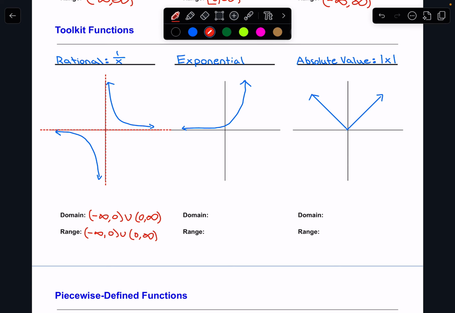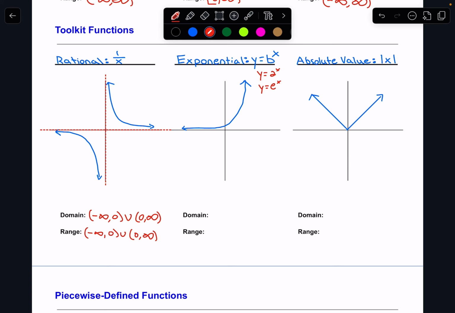Oh, I forgot to write the actual function here. This is y equals b to the power x, where b is a number. So this might be, for example, y equals 2 to the power x, or it might be e to the power x, where e is Euler's number.